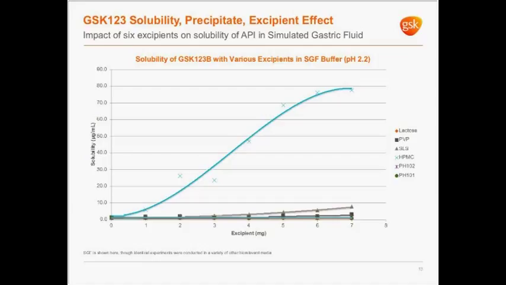The same plots were also prepared for the other 4 media that we tested. And I'm highlighting SGF primarily because it's the most relevant media to represent the conditions at the drug's administration site. With this data in hand, we proceeded to perform additional investigations in order to hopefully identify what exactly is happening here.